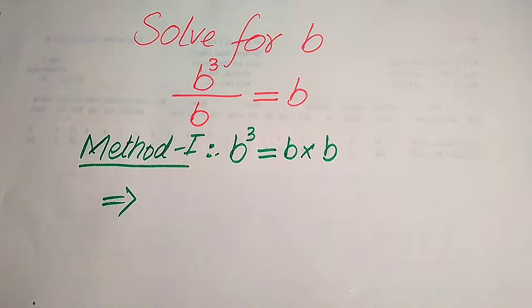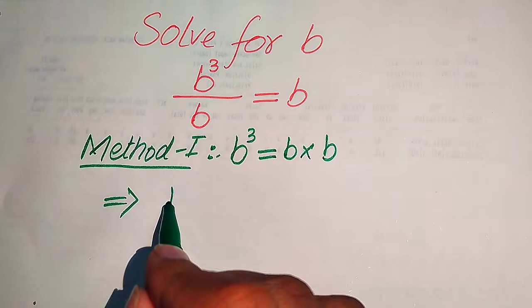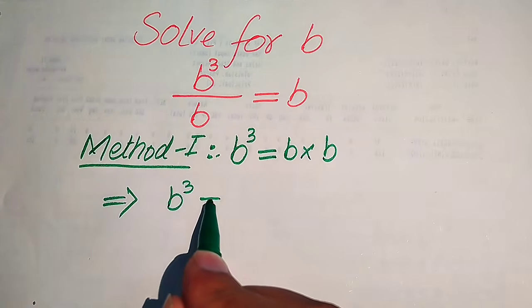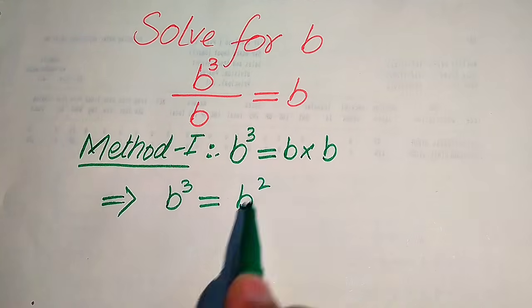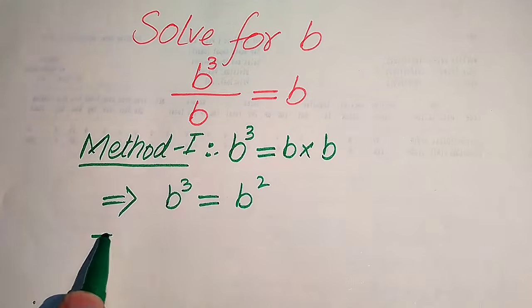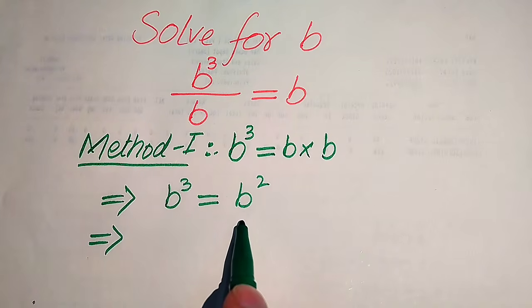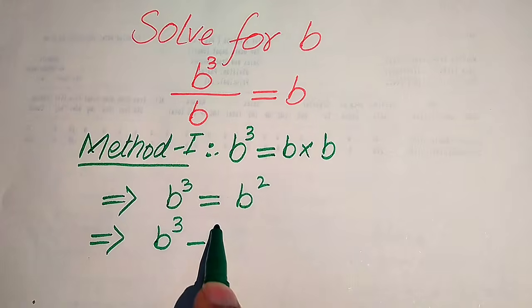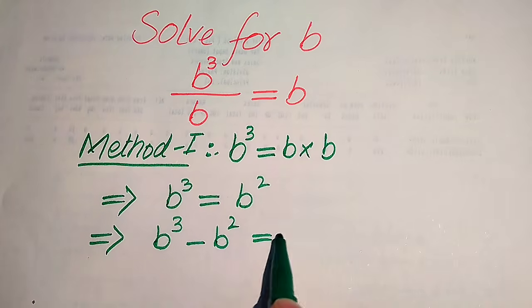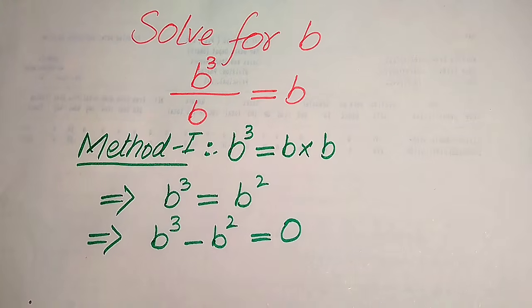And now in the next step, on the left hand side we have b cubed, equals b multiplied by b, which is b square. And in the next step, we need to move this b square from the right hand side to the left hand side, and it will be written as b cubed minus b square equals 0.